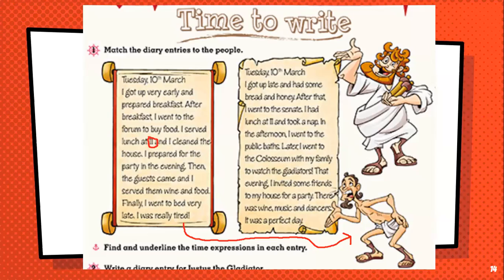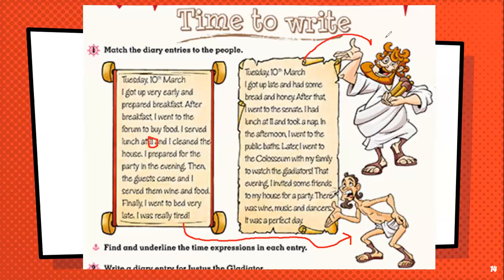Okay, he took a nap and in the afternoon he went to the public bath. Later, he went to the Coliseum with the family and watched the gladiators. And in the evening, he invited some friends to his house for a party. There was wine, music, and dancers. It was a perfect day. So in that case, this information corresponds to the senator. Yes? Okay, excellent. Good job.